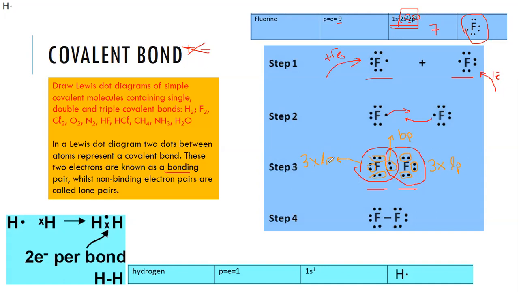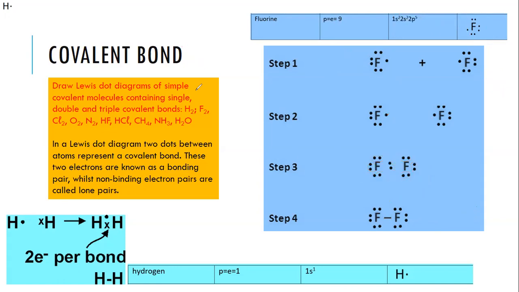Instead of using these 2 dots, I can draw a line also. That's the same thing. Both of them are the same. That line represents a pair of bonding electrons, and that represents a single covalent bond. A single covalent bond is 2 electrons shared between 2 atoms. If you have 4, you have 2 lines. That's a double covalent bond. If you have 6 electrons shared, you have 3 lines. That is a triple covalent bond.